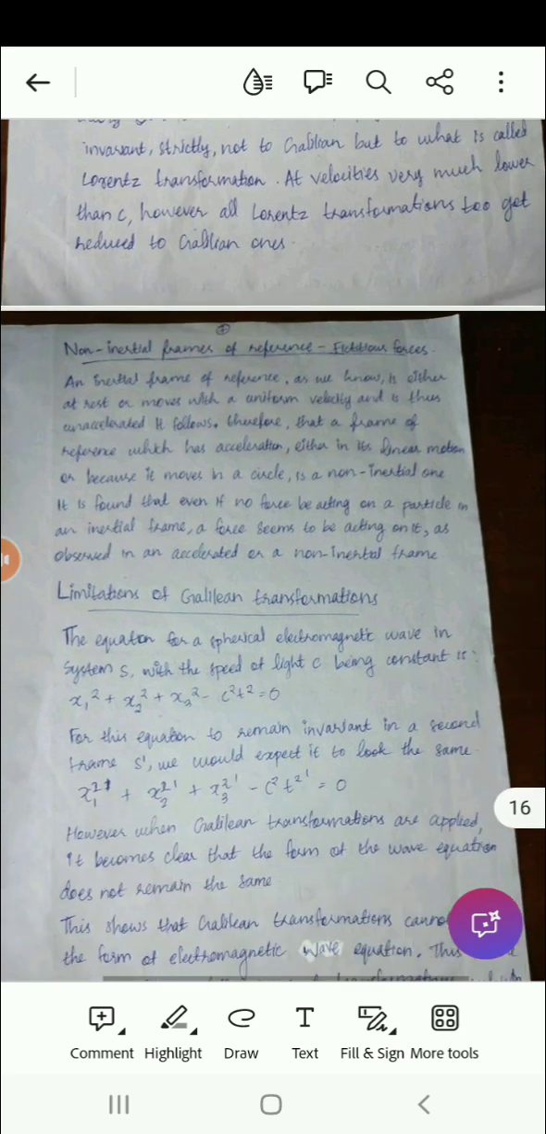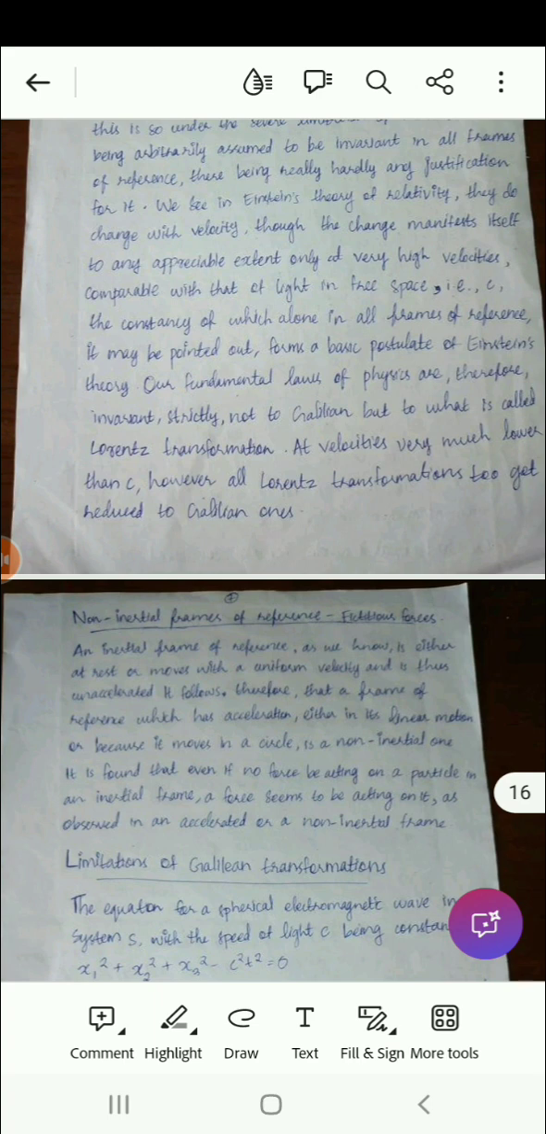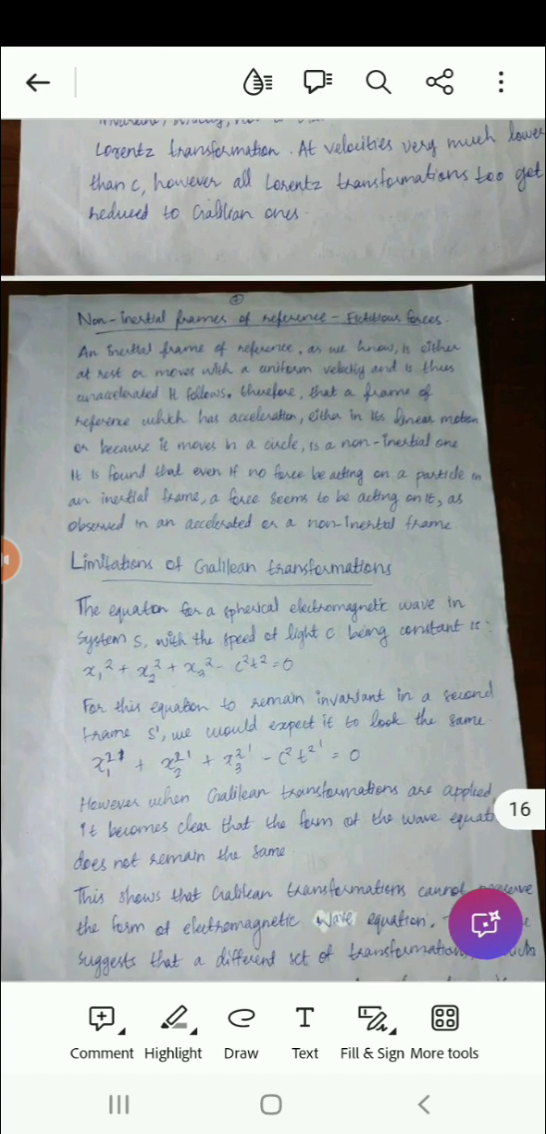Okay. So here, even though all these fundamental laws of physics are invariant to Galilean transformations, when particles move at very high speed, like light, we can't say that Galilean transformation is applicable. There we have to use Lorentz transformation, and we will talk more about it later. And non-inertial frames of reference and fictitious force, we have already talked about that. And now, limitations of Galilean transformations.